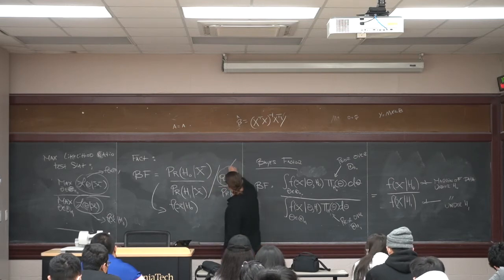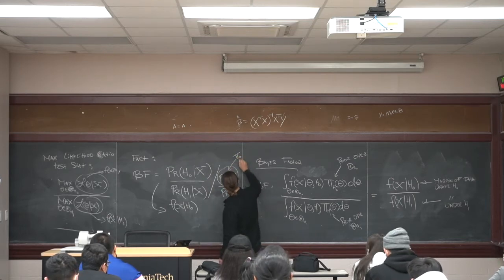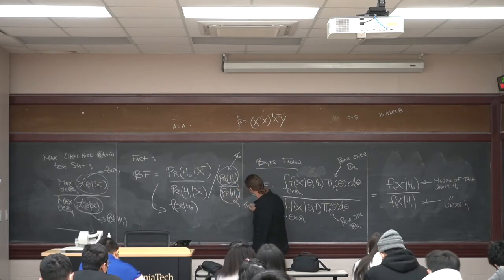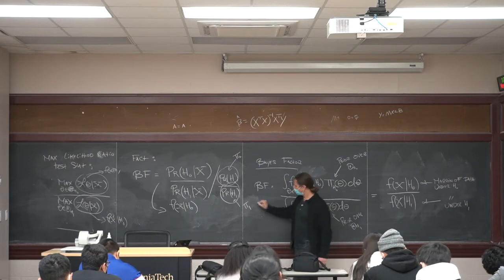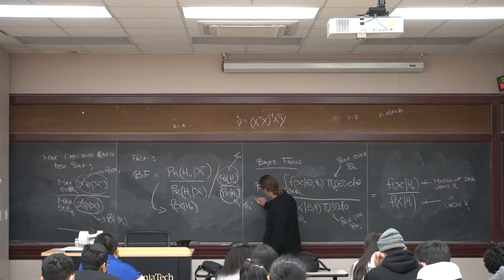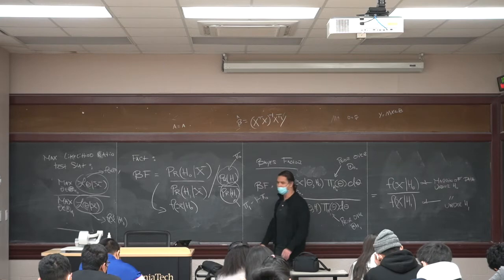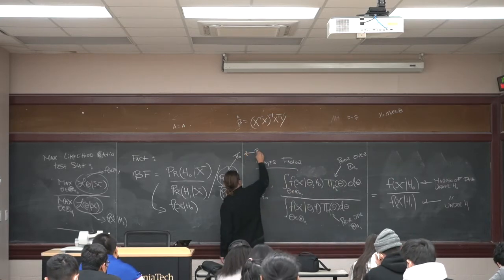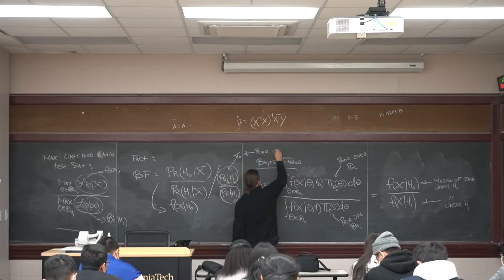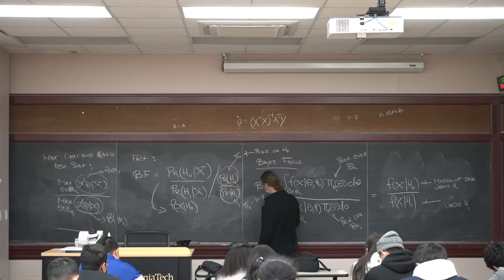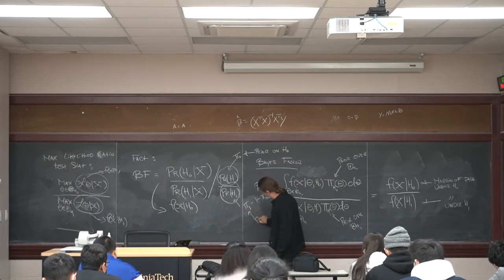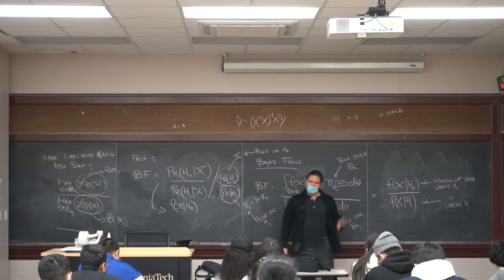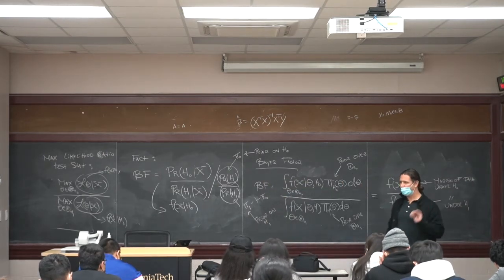Let me give this some notation. I'm going to call this pi naught, and I'm going to call this pi 1, where this thing right here is going to be 1 minus pi naught. They're complements of each other. This is the prior mass on H naught, and this is going to be the prior on H1. So we haven't talked about that prior yet.